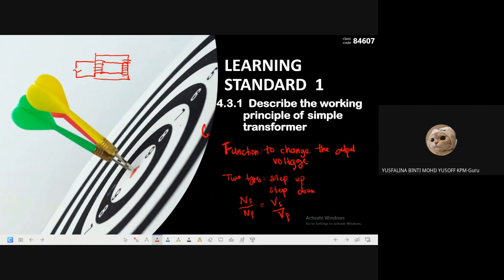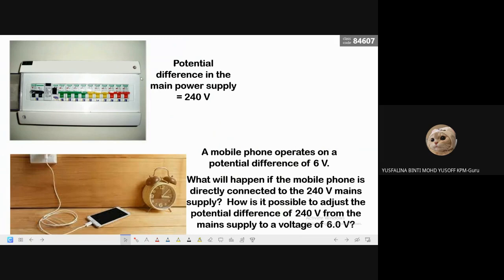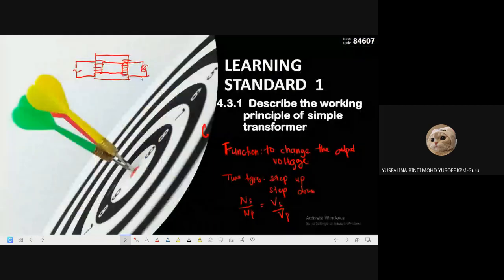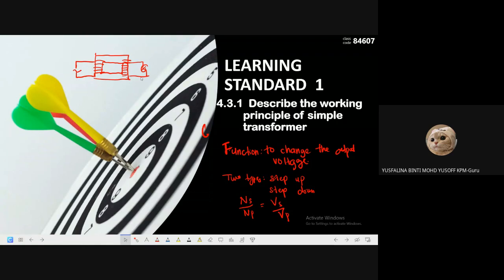At this part, sometimes they put a bulb or maybe another electrical appliance. If they put a bulb there, this one will be the output and this one will be the input. So this is the input voltage, and this is the output voltage. Sometimes they use primary and secondary, which is also the same.